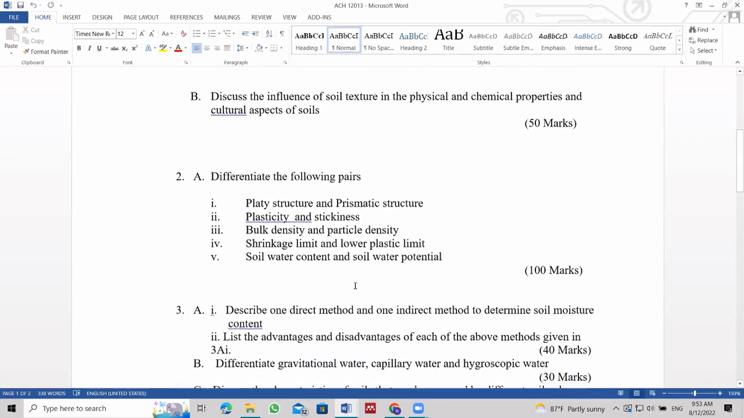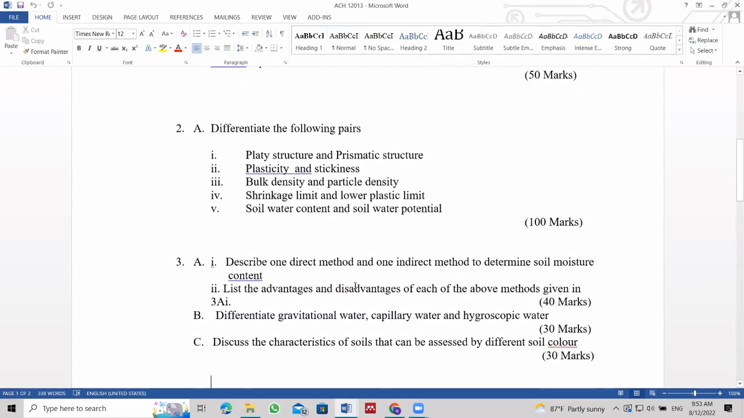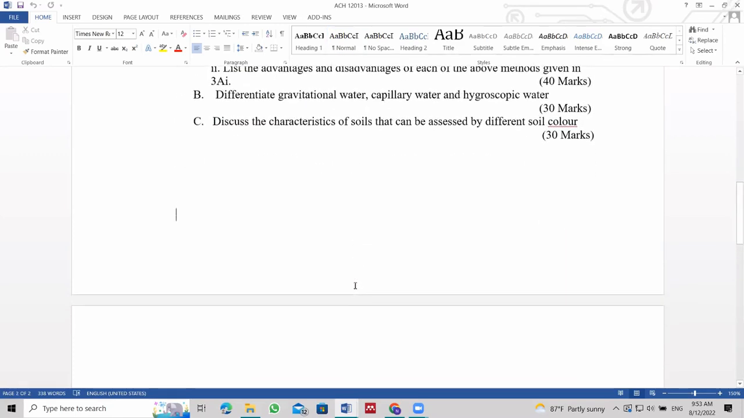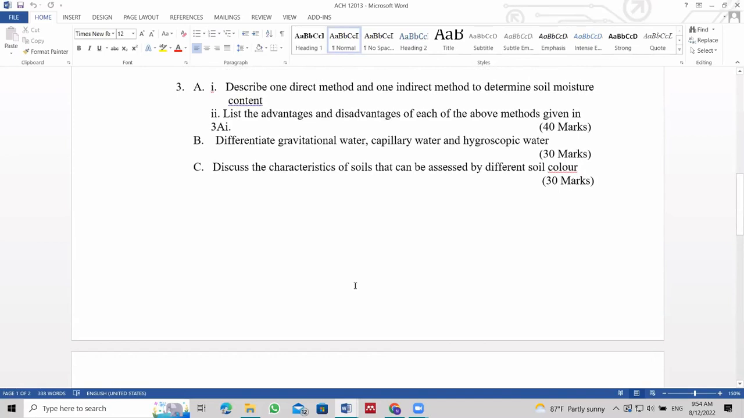Then describe one direct method and one indirect method to determine soil moisture content. Can anyone tell what is the direct method to determine soil moisture content?